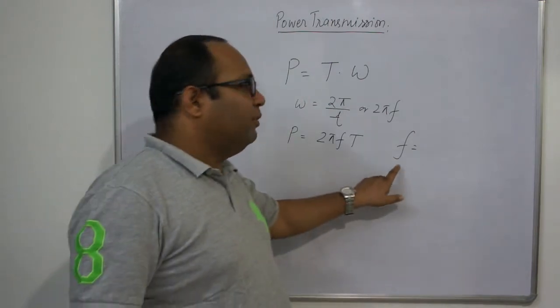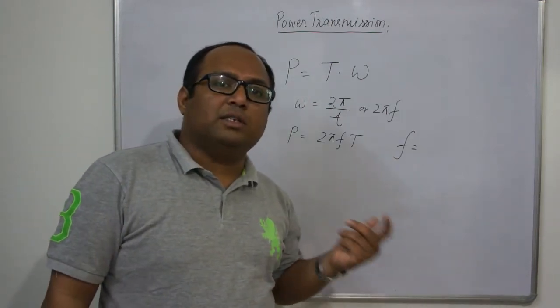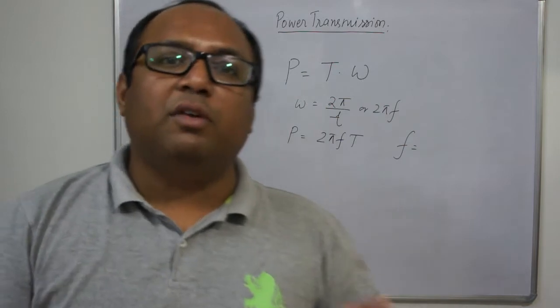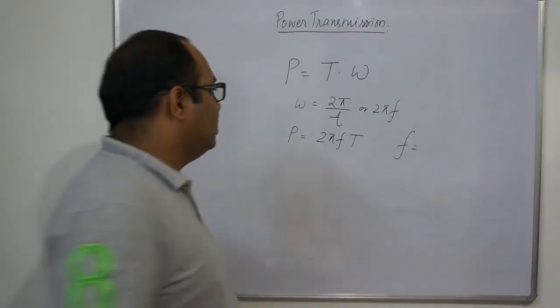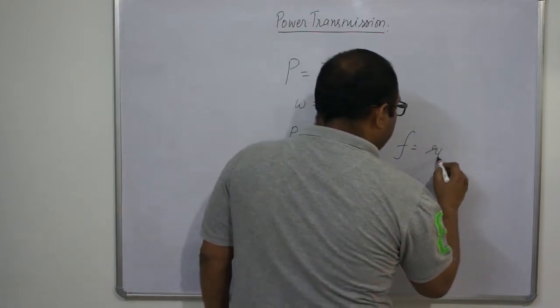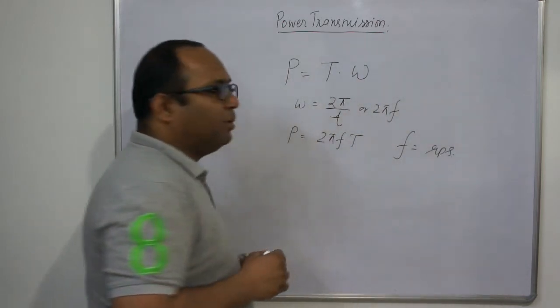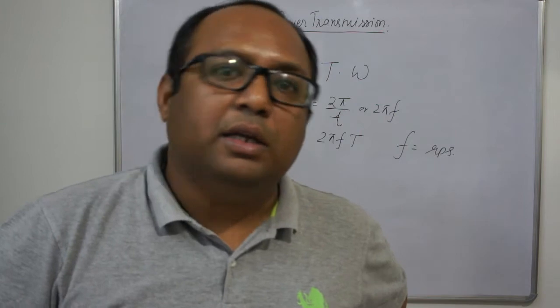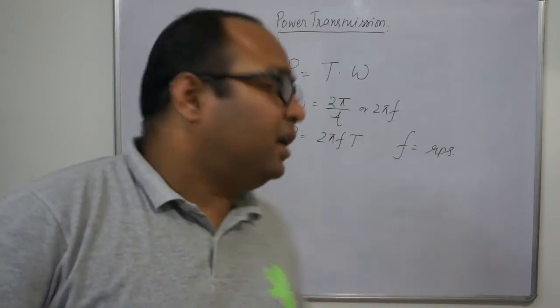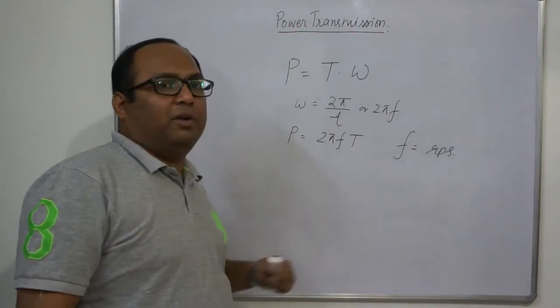So what is the meaning of the word frequency? The number of events per unit time, and here time will be in seconds. So it is RPS, revolutions per second. If you have it in seconds, then this is the formula for power.